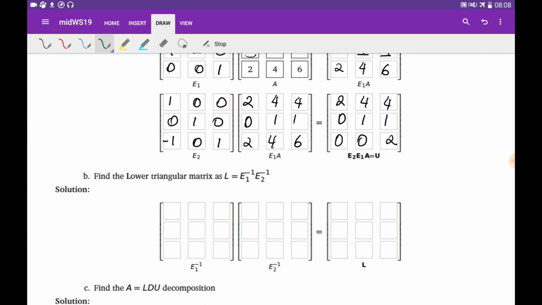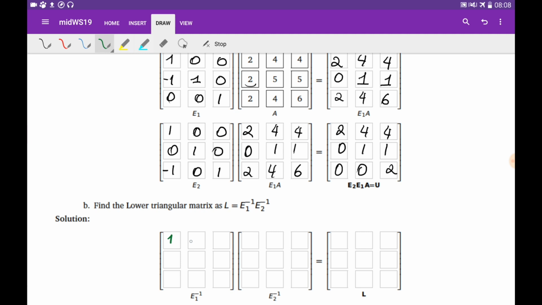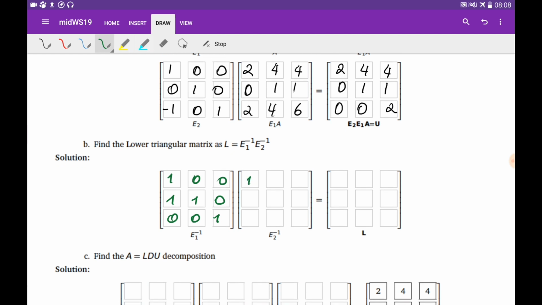In order to obtain the L matrix, we need to multiply the inverse of E1 by the inverse of E2. The inverse of E1 is going to be simply 1, 0, 0, 1, 1, 0, 0, 0, 1, and the inverse of E2 is going to be 1, 0, 0, 0, 1, 0, 1, 0, 1. We can multiply the two matrices as a combination of the rows of the second matrix or the combination of the columns of the first matrix. So we can do this as the combination of the rows of the second matrix.